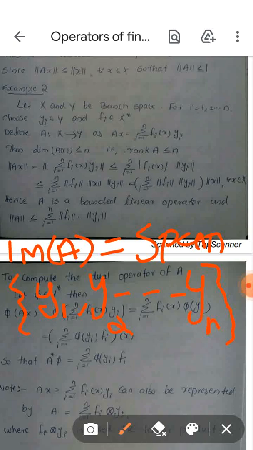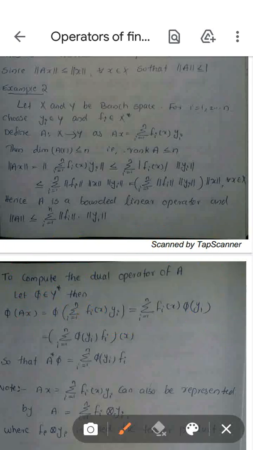Here the operator A defined is a bounded linear operator, because norm of A of x, norm Ax, is equal to norm of summation i equal to 1 to n fi of x yi. So we can write which is less than or equal to summation i equal to 1 to n mod fi of x into norm yi.